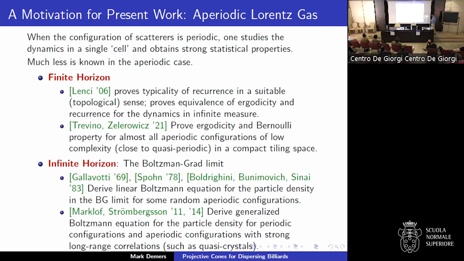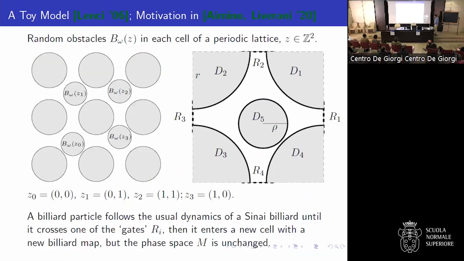That's this linear Boltzmann equation for the particle density. And then more recently, Marklof and Strömbergsson did generalize, they get a nonlinear equation for both periodic and aperiodic configurations. And there they have some condition on long range interaction. So almost periodic, sort of quasi-crystals. So those are some existing works, and it's just a motivation for why you might want to look at cones for these billiards.